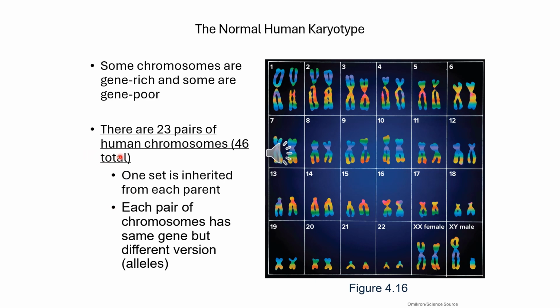Humans have 23 pairs of chromosomes. That's a total of 46 chromosomes. You have 23 pairs of chromosomes because you inherit one set of chromosomes from mom and another set of chromosomes from dad, and that is why you have 23 pairs. The 23rd pair is called a sex chromosome, that determines the identity of the individual.